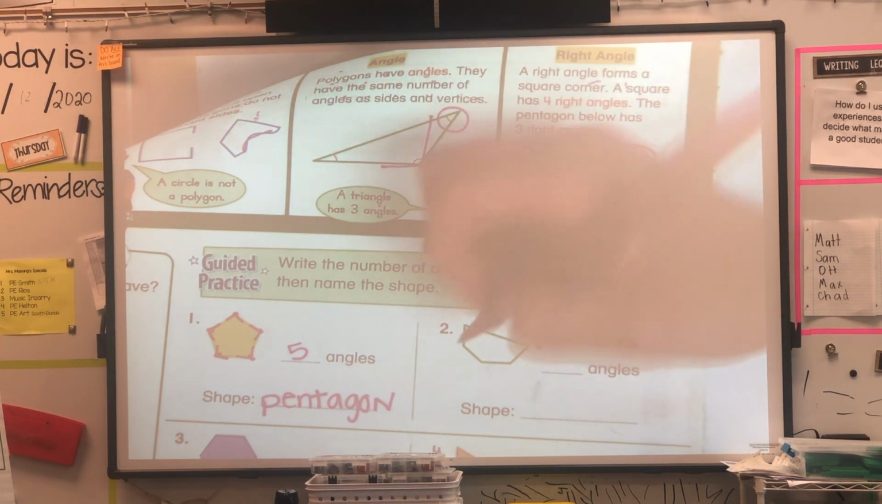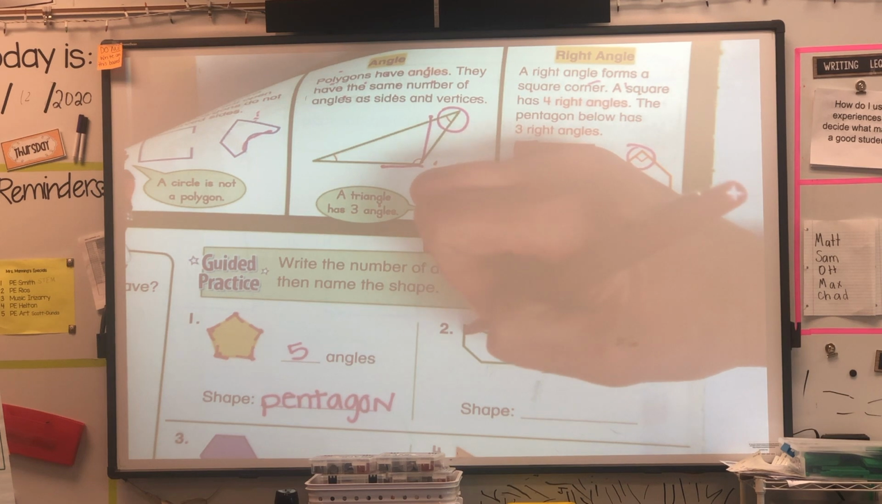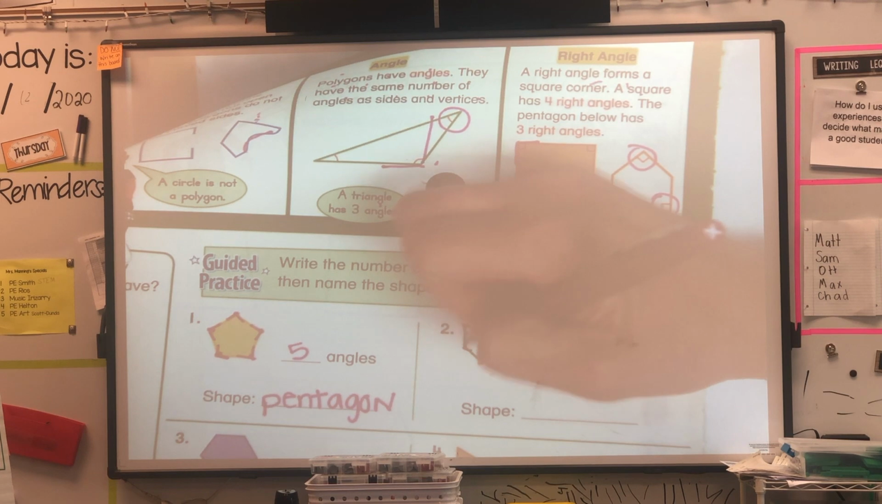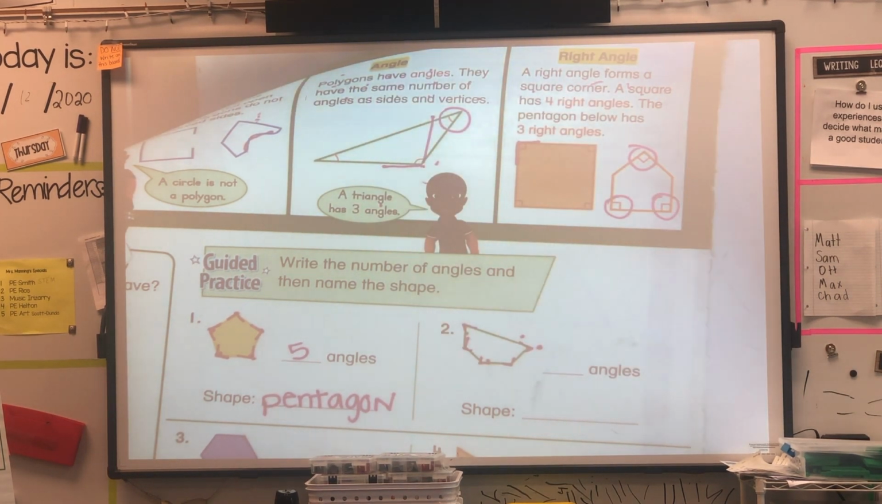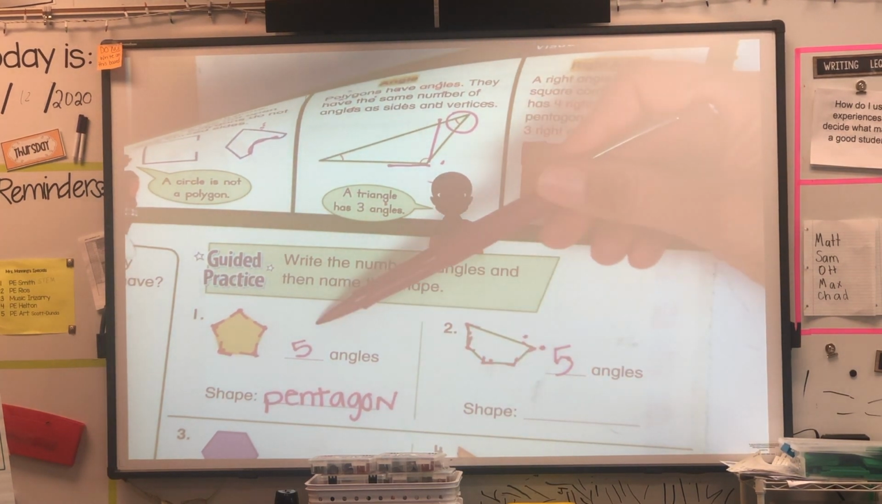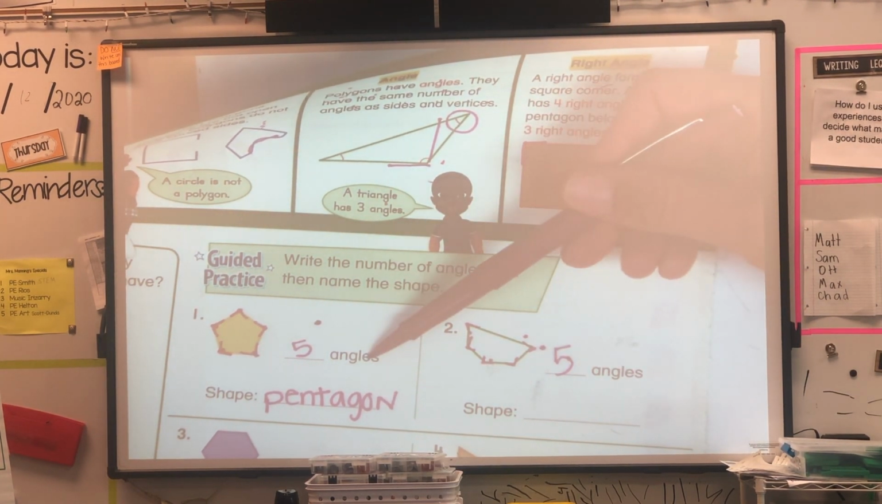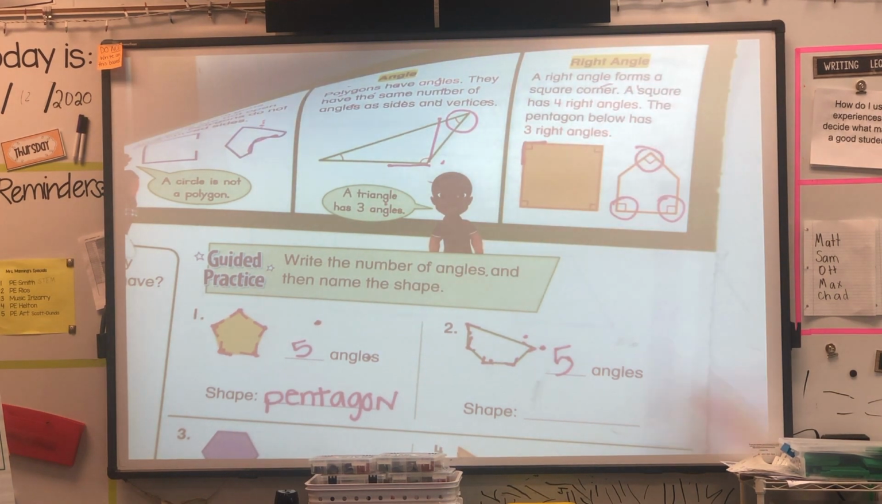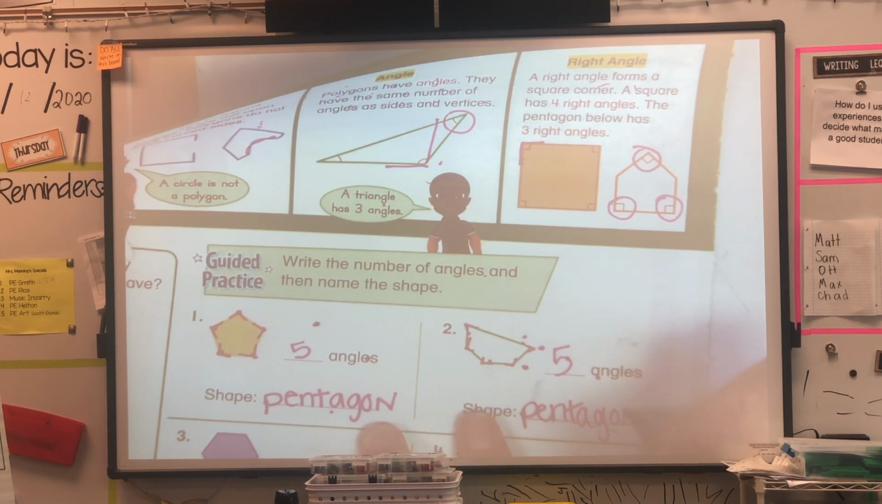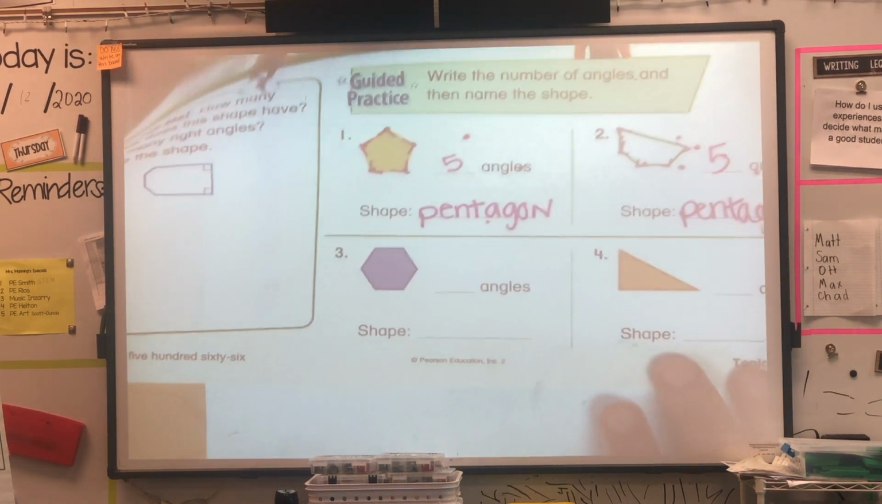Okay. So let's count our angles. Ready? Go. 1, 2, 3, 4, 5. Whoa, 5 again? But that doesn't look like that. Do they have to look the same? No. So it has 5 angles, 5 sides, and 5 vertices. So that makes it a Pentagon. Very good. All right.